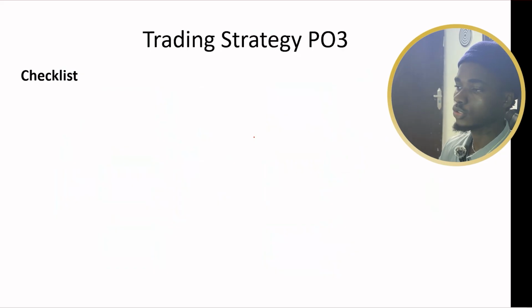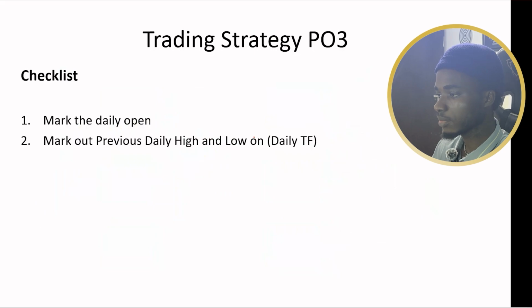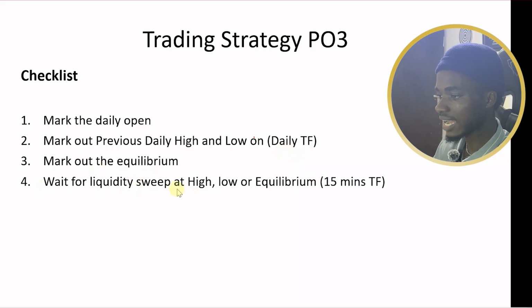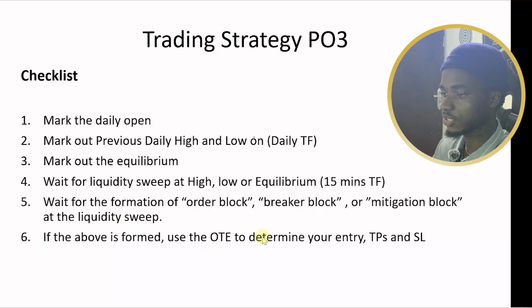So this is the checklist of what you should be looking out for. Number one, you want to mark the daily open. The daily open of the previous day, you want to mark out previous day high and low on the daily time frame. Then you want to mark out the equilibrium level. Then you wait for a liquidity sweep at the high or at the low based on the scenario. I'm going to show you guys more explanation. And then 5, you wait for the formation of an order block, breaker block, or mitigation block at the liquidity sweep. That's after the liquidity sweep, and then you can finally enter the trade. If the above is formed, use OTE, or you can just enter based on what I'm going to show you guys. Have your TP and SL. So your TP is most likely going to be the equilibrium level. So let's go straight to analyze this further.